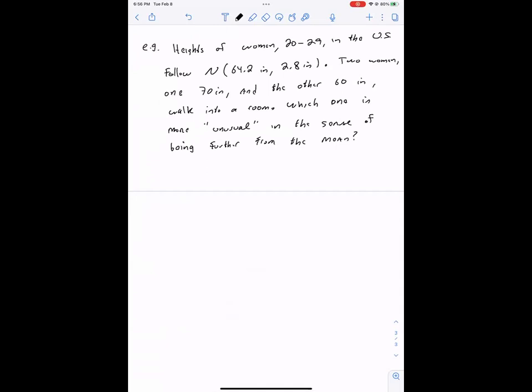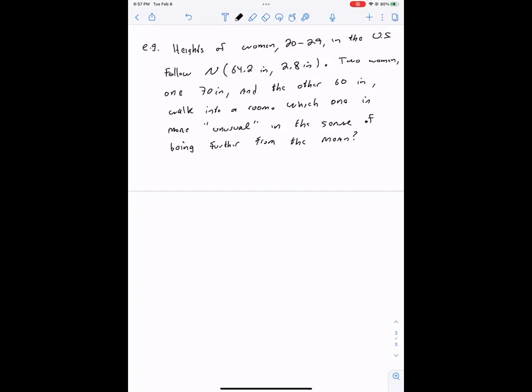Now, if all I want to do is calculate how far they are from the mean, it's kind of easy. How far is the 70-inch one from the mean? Well, 70 minus 64.2, she's 5.8 inches away. And how far is the 60-inch one away from the mean? 64.2 minus 60, that's 4.2. So one is 5.8 inches from the mean and the other is 4.2 inches from the mean. So obviously the 70-inch one is more unusual.